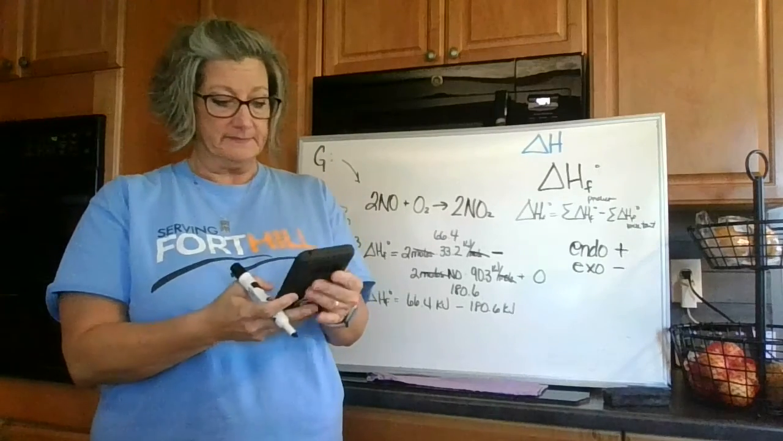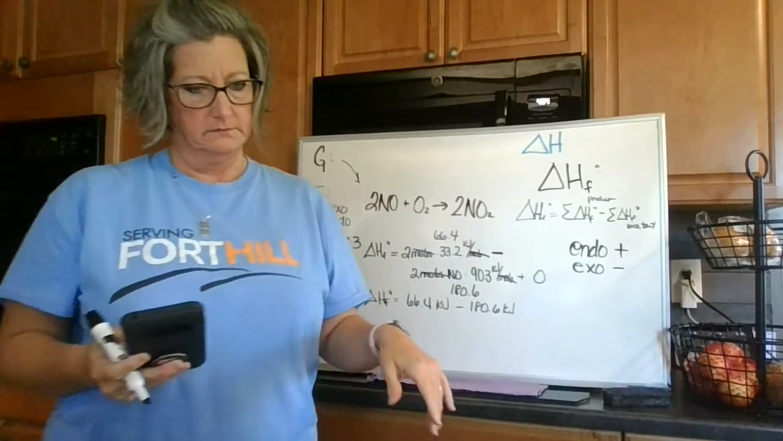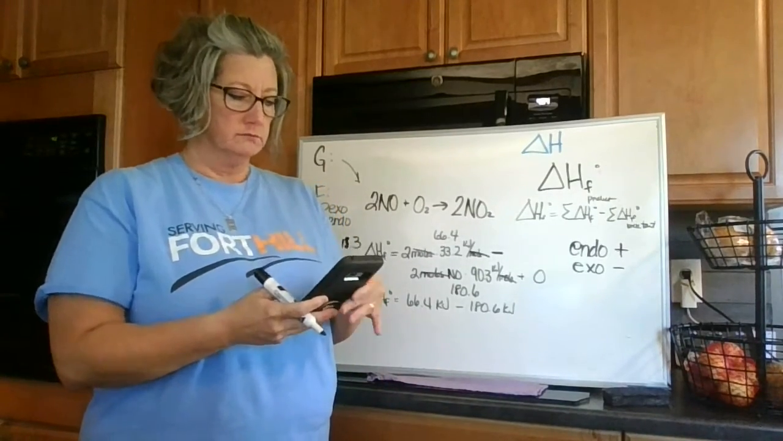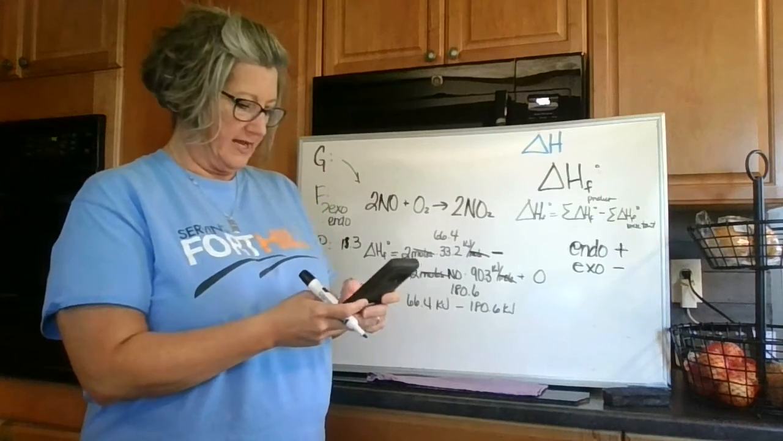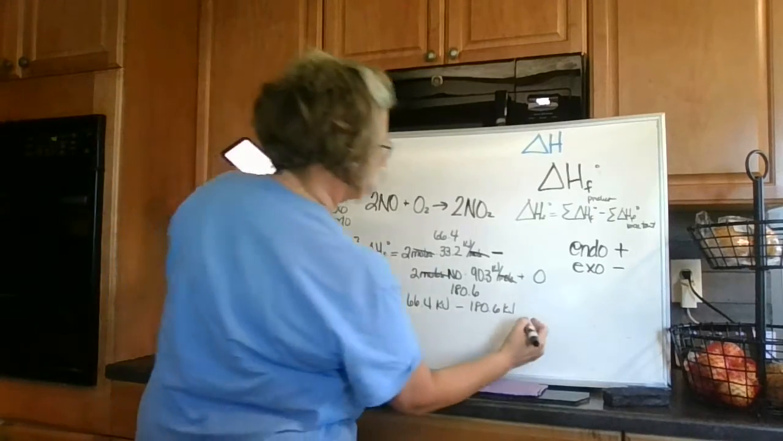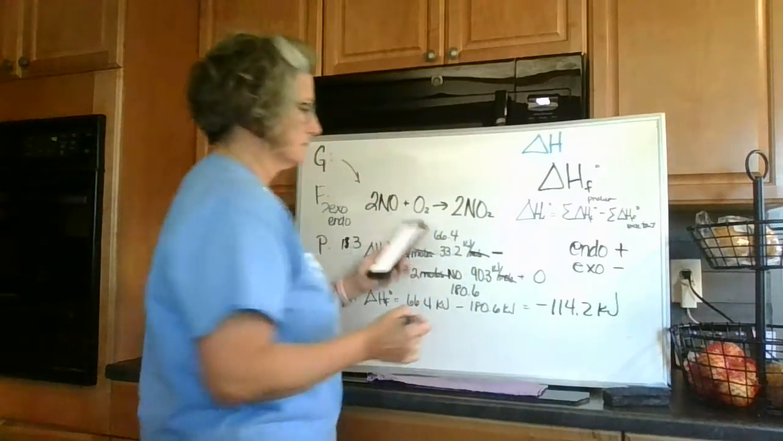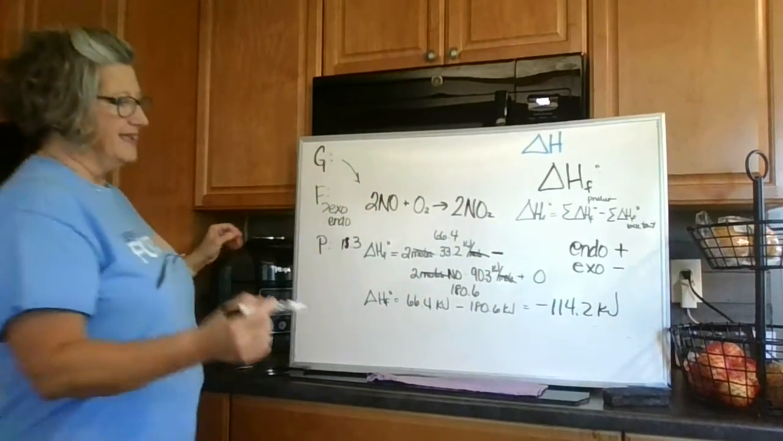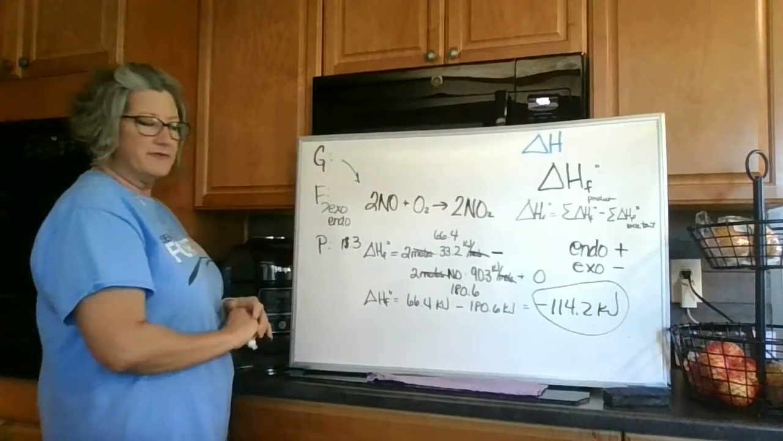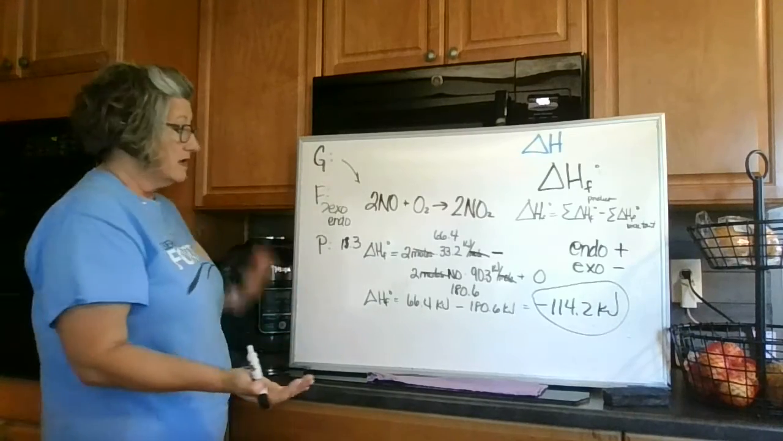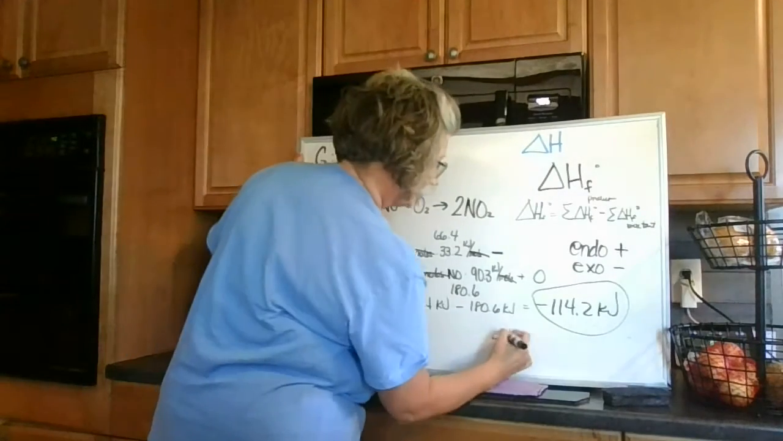Handy dandy calculator. 66.4 minus 180.6 equals negative 114.2 kilojoules. Now, is this positive or negative? It's negative. Does that make it endothermic or exothermic? It is exothermic.